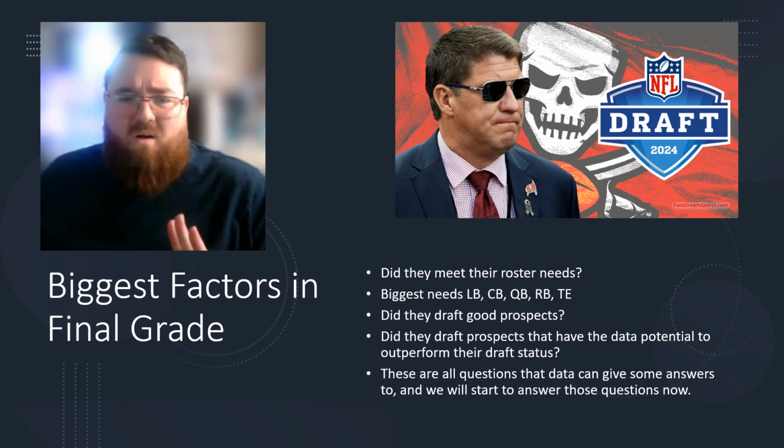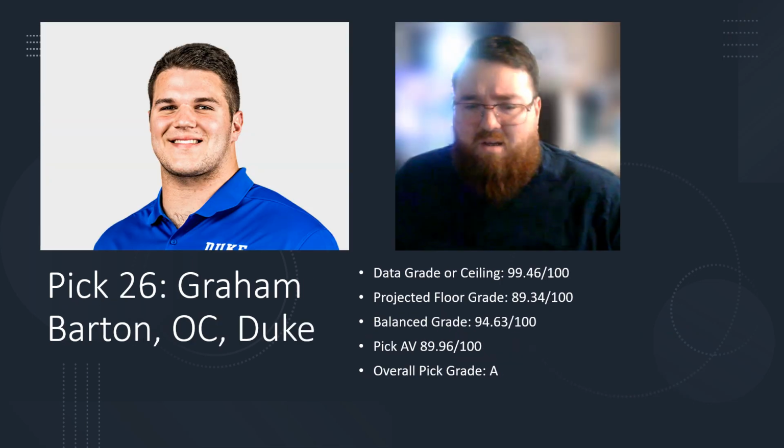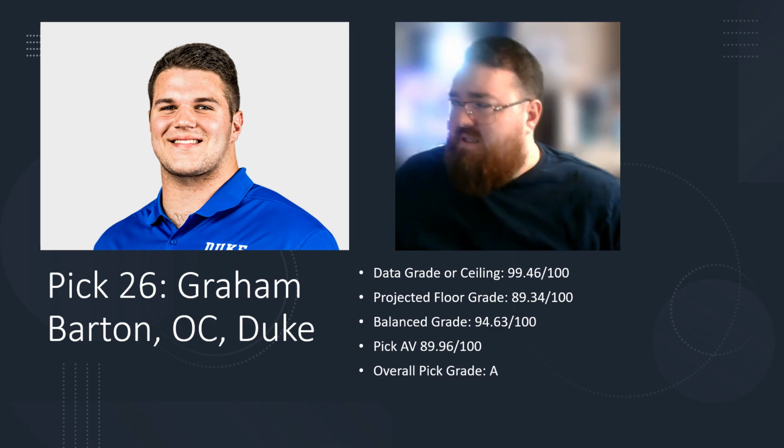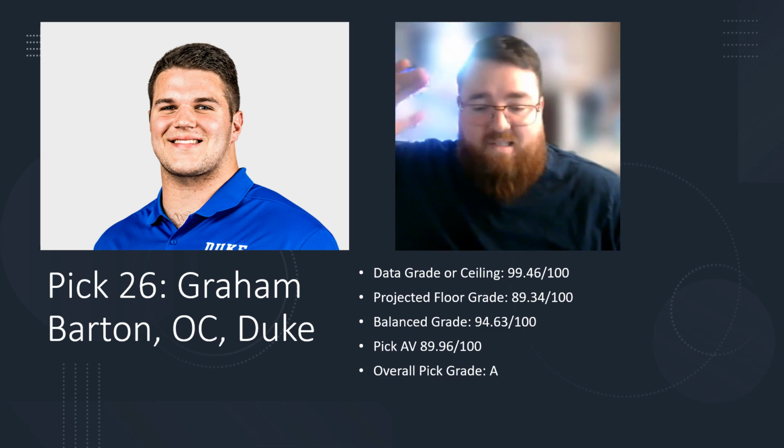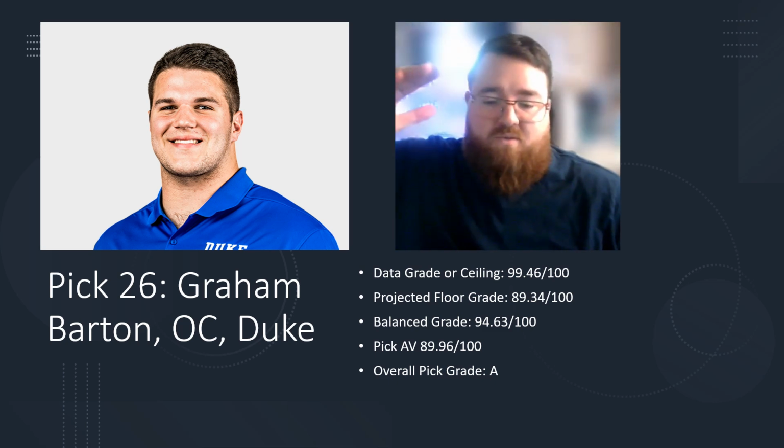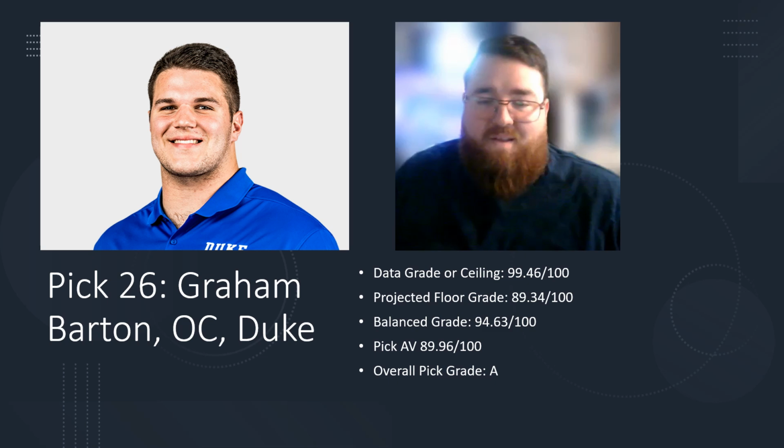So overall, after all that stuff's out of the way, let's get to the first pick for the Tampa Bay Buccaneers at pick 26: Graham Barton, center out of Duke. His data grade is 99.46 out of 100. His floor grade is 89.34, and balance grade is 94.63. The data grade is the ceiling for all of his metrics combined, so his athleticism traits, his physical metrics, all those types of things.